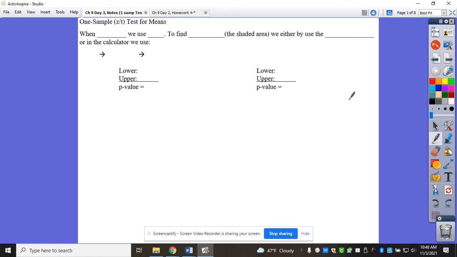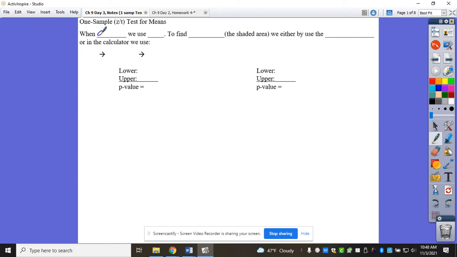Write it all down. Alright, so the first thing I'm going to need to give you. I'm debating between Z or T. So what is the thing that I'm looking for to decide if it's Z or T?